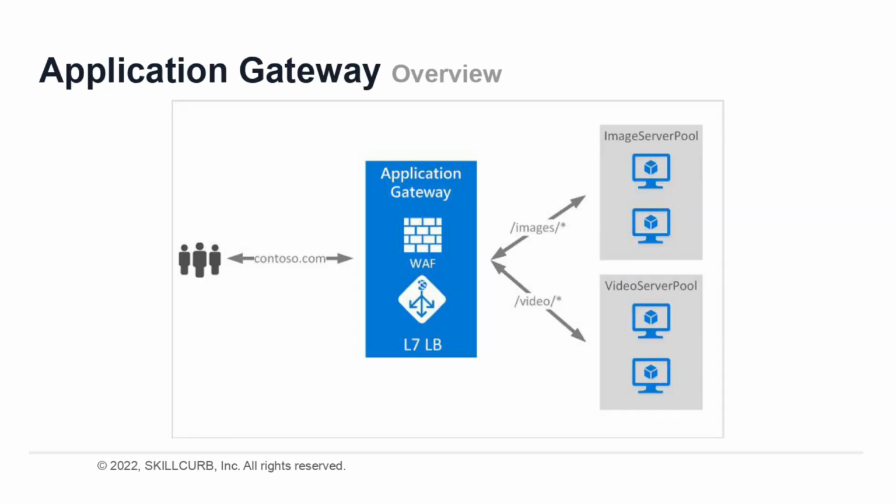Azure Application Gateway is a web traffic load balancer that enables you to manage traffic to your web applications. Traditional load balancers operate at the transport layer, which is the OSI layer for TCP and UDP, and route traffic based on source IP address and port to a destination IP address and port.